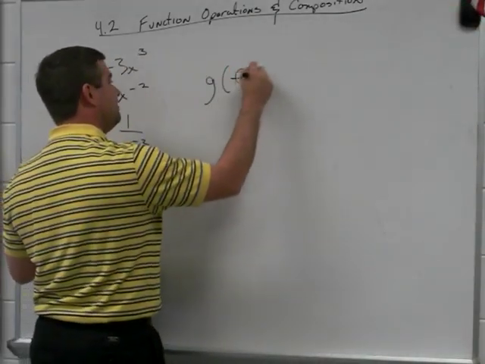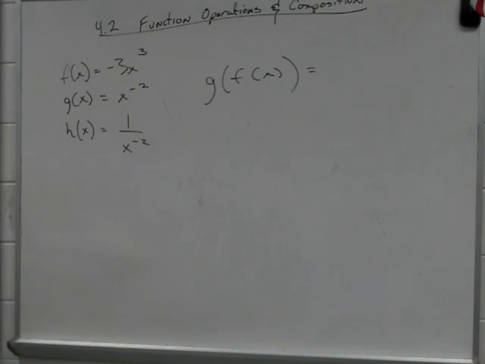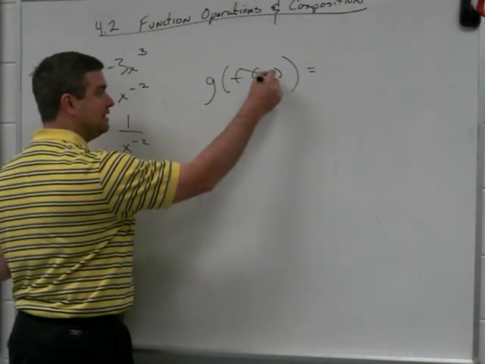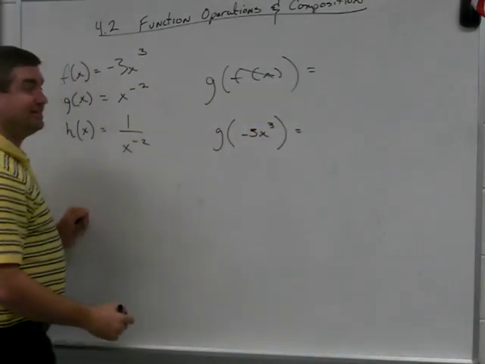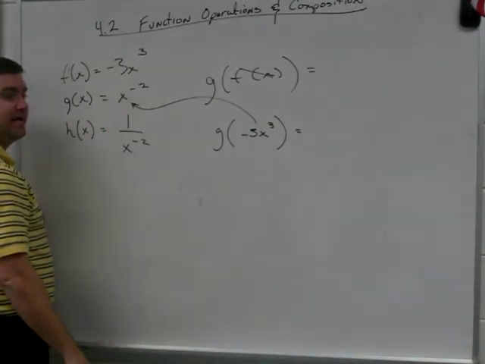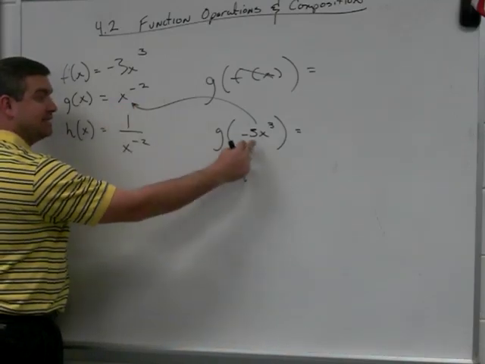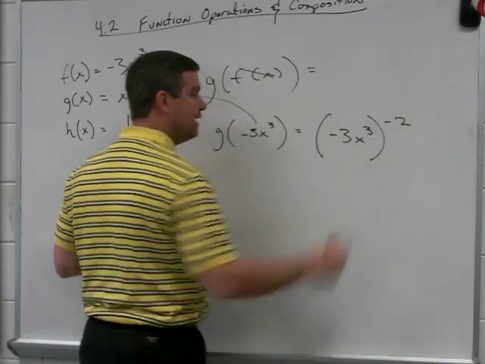g of f of x. This answer will have nothing to do with the other answer. They're totally separate. Not commutative like multiplication. Write this down. You should be writing this example down. What does f of x stand for? So I'm going to replace this and I'm going to say g of negative 3x cubed. So instead of x, what am I going to stick in there? Negative 3x cubed. Instead of this x, I'm going to stick this stuff in there. So parentheses, negative 3x cubed raised to the negative 2.